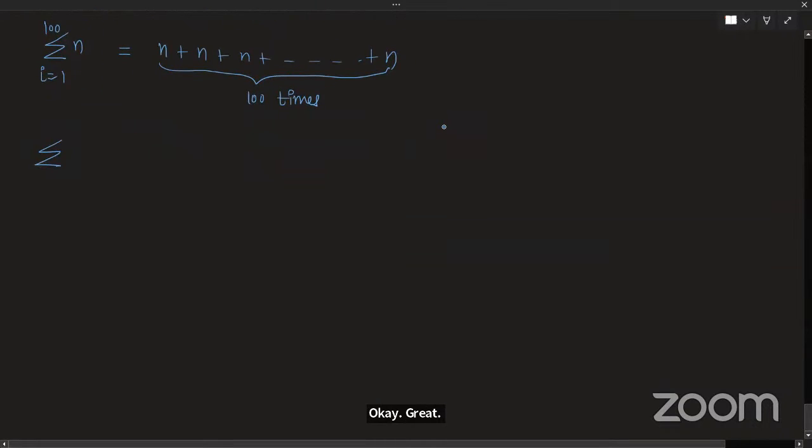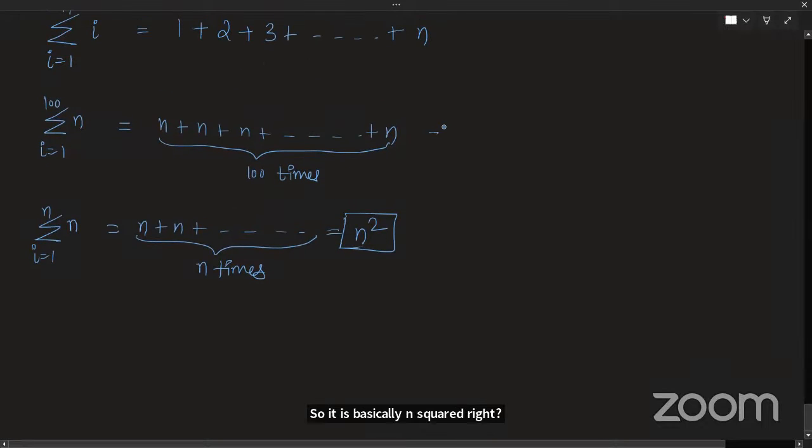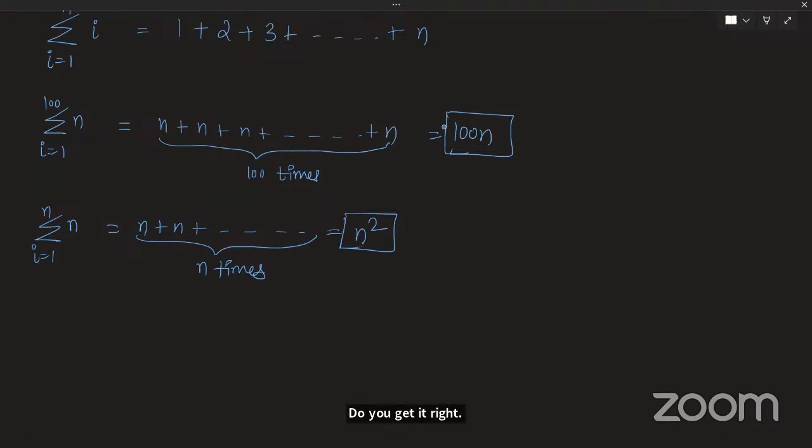Okay, great. So just a similar problem. I have sigma I is equal to 1 to n of n. Now can you tell me what will happen? Same, n plus so on to n. How many times? n times. Correct. So it is basically n squared, right? And the earlier one is basically 100n. If I am adding n 100 times, it is 100n. And if I am adding n, n times, it is n multiplied by n, so it is n squared, right?